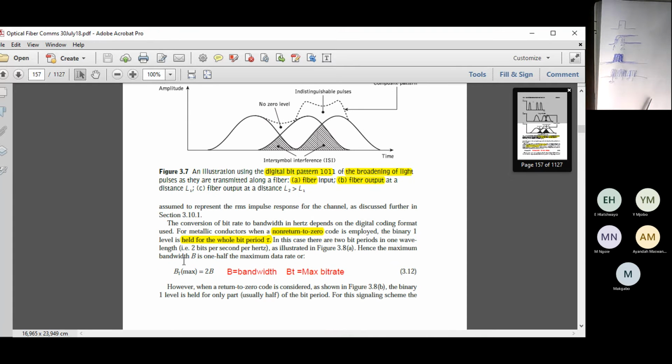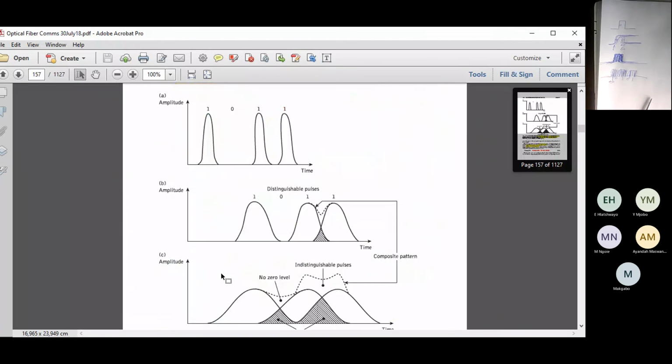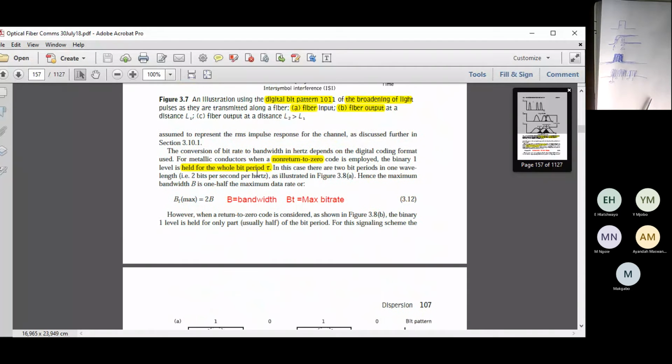Now your bandwidth, people, is slightly different from the max bit rate. You see that's a max bit rate, but your bandwidth in frequency is 2 times B. So your bit rate is 2 times bandwidth. Okay?